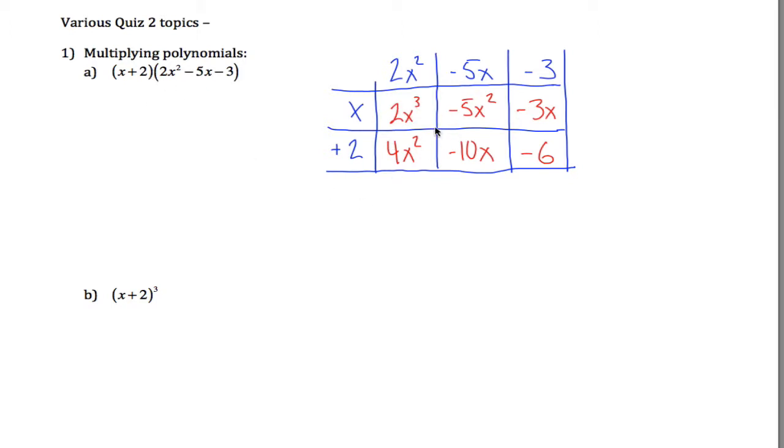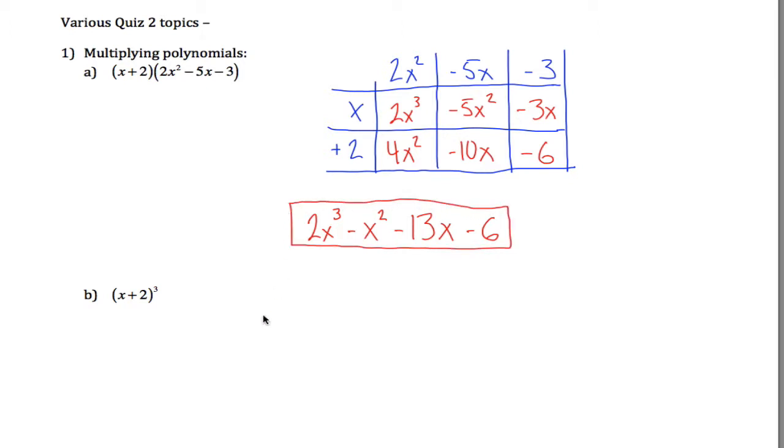Now what you have to do is add up all of the red numbers. So I only have one term here that is third degree, this 2x cubed. So there's nothing I can add it to, but I can combine like terms here. I have negative 5 of these x squared things, and then I got 4 of these x squared things. So that nets out to negative 1 of these x squared things. And then I got negative 3 x's and negative 10 more x's, so I got negative 13 of these x's, and then finally negative 6. In other words, when you multiply those two polynomials together, that's what you get.